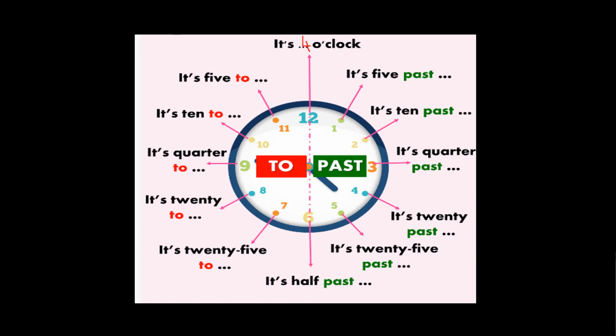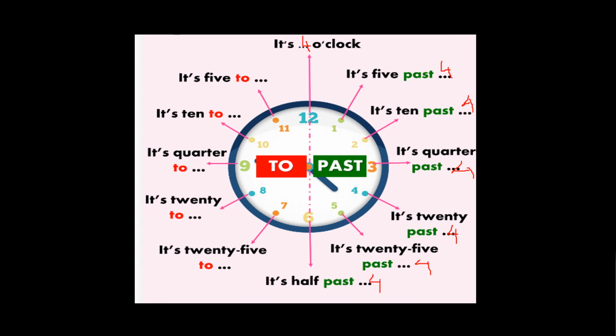And in case of 4:05, you have to say it's 5 past 4. And 4:10, it's 10 past 4. And 4:15, it's quarter past 4. At 4:20, it's 20 past 4. At 4:25, it's 25 past 4. And at 4:30, it's half past 4.